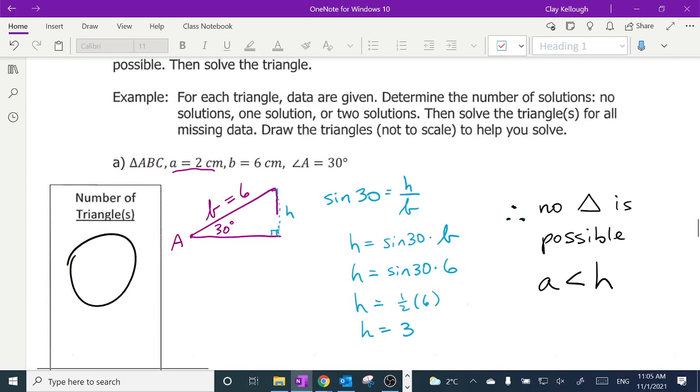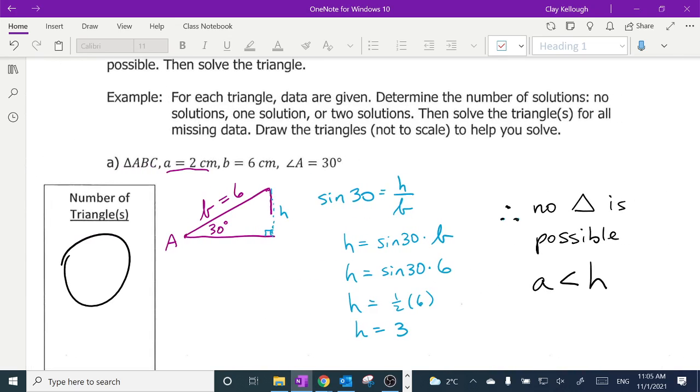Okay, so the first solution here is there's no triangles. Too small. This is like Goldilocks and the 3 Bears. This one's too small. You need a calculator? Just here, borrow this guy.